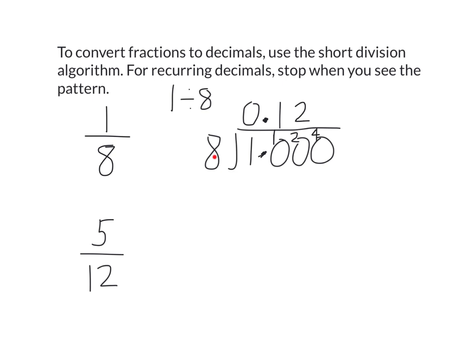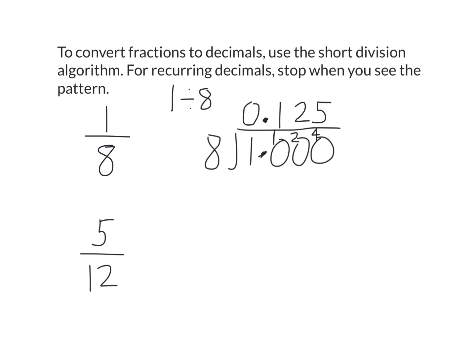So now I say, how many times does 8 go into 40? Well, 8 goes into 40 5 times. Now, there is no remainder. 8 times 5 is exactly 40. So because there's no remainder here, we've stopped. We can't go any further. 1 over 8 is a terminating decimal. So 1 over 8 is equal to 0.125. They are the exact same number.